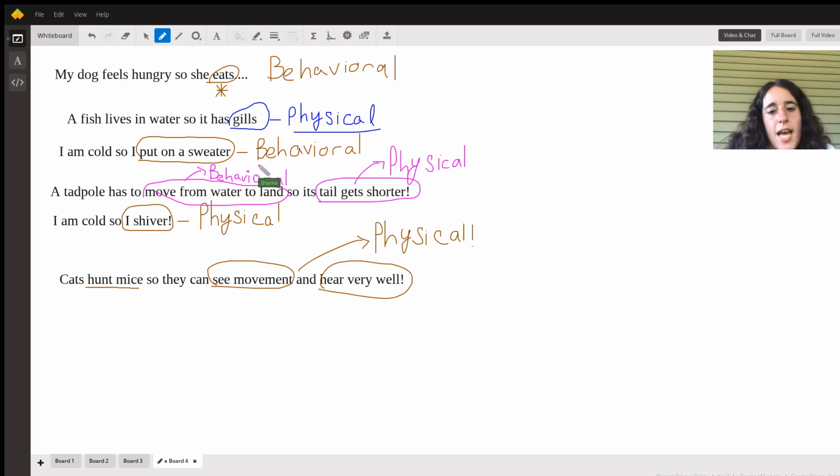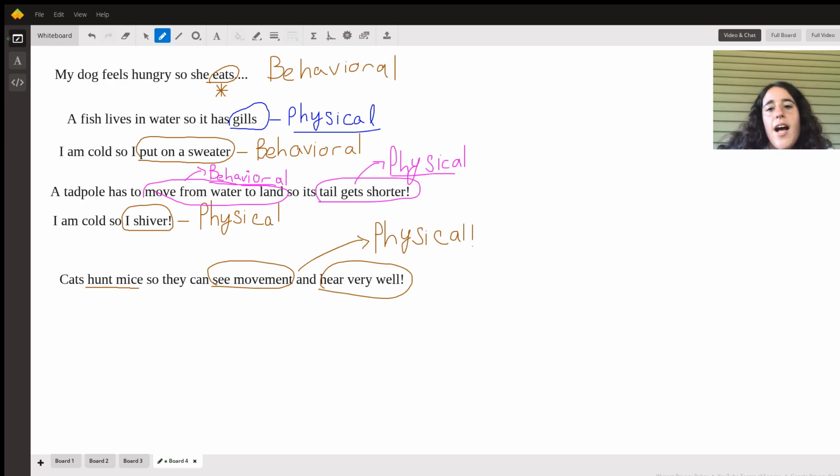So as a little tadpole, it might be safer to stay in the water. But as the frog gets bigger, there are more opportunities to find mates, more opportunities to find food, to have the opportunity to lay eggs on land. So that frog changes its behavior. So that one is a behavioral adaptation.